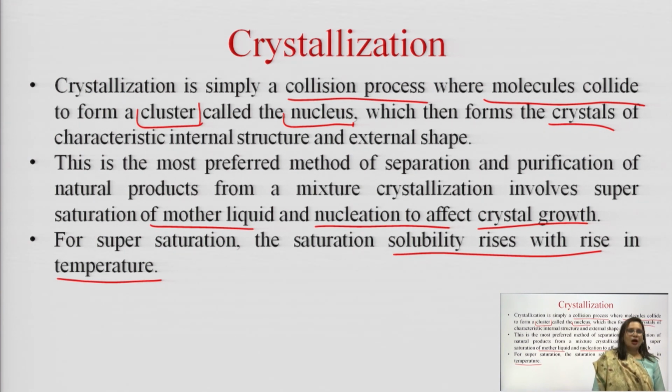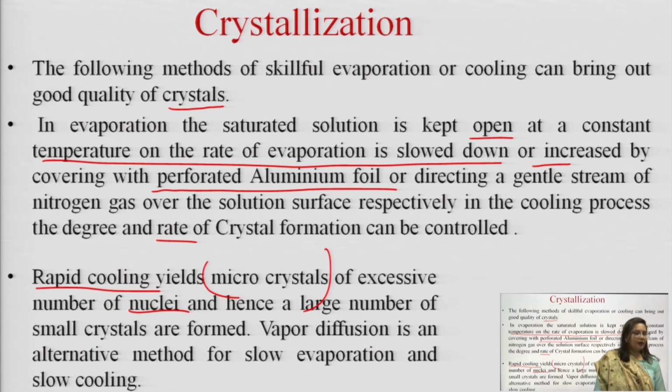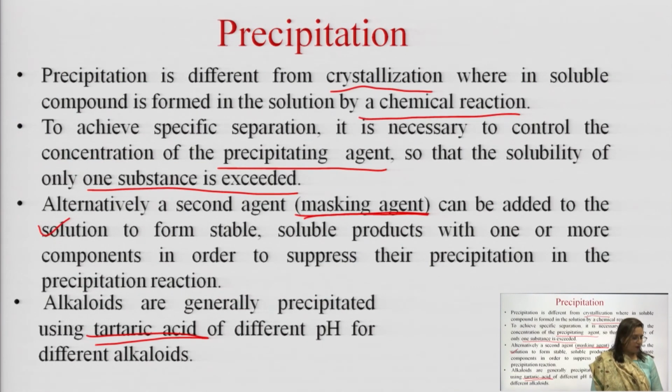Here, collisions result in smaller nuclei, and this can be controlled. The growth of the crystal can be controlled by slowing or increasing the evaporation pattern. Rapid cooling results in microcrystal formation, while precipitation is the most well utilized way of separating the isolate in the case of alkaloids and others.